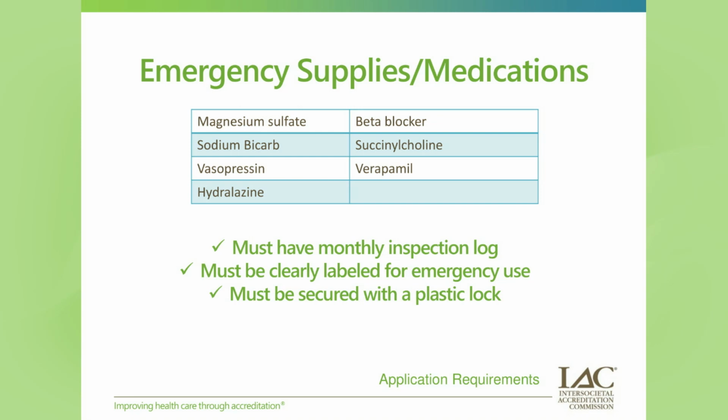One important thing is you must have a monthly inspection log of these medications. Make sure that the secretary didn't come and take your aspirin because she had a headache. So make sure that you do have your inspection log near your emergency meds. Make sure they're clearly labeled for emergency use so we don't get the headache bandit again. And make sure they're secured with a plastic lock. If you have a combination on there, you have a key and it's floating around with the medical assistant who's off to lunch and we have an emergency, we want to be able to get into those emergency medications as soon as possible. But we also want to make sure that they're secure.